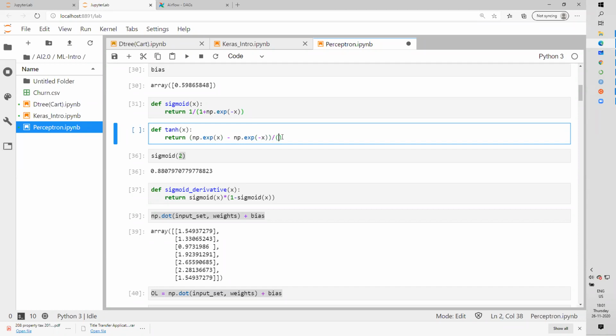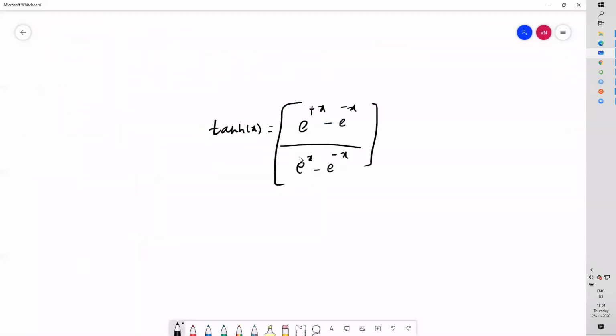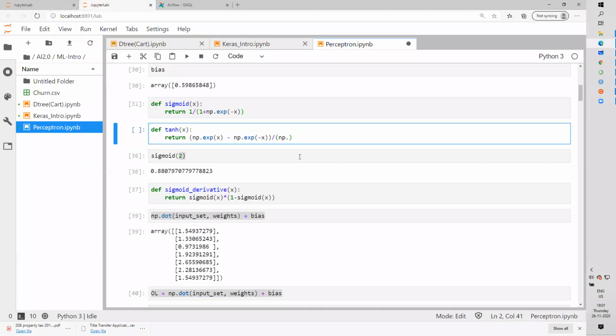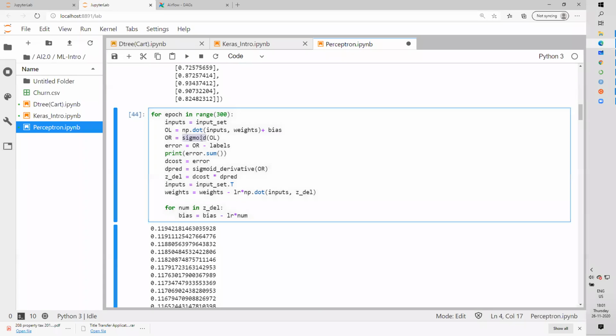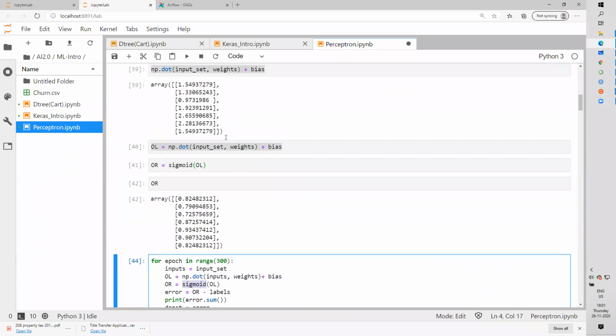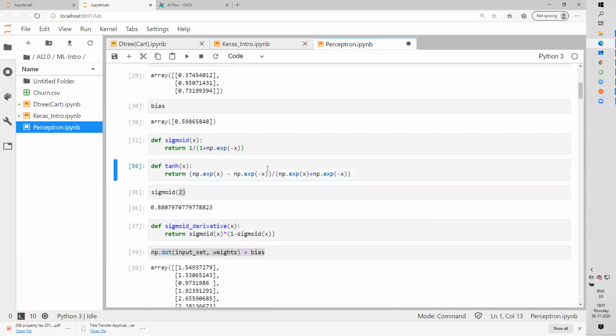Similarly, we have to do the denominator. Denominator is np.exp of x plus np.exp of minus x. So this is the tan h function. Now we need to replace the sigmoid of OL with tan h of OL. The summation function will remain the same. We need to replace this sigmoid with this newly created function, the tan h.